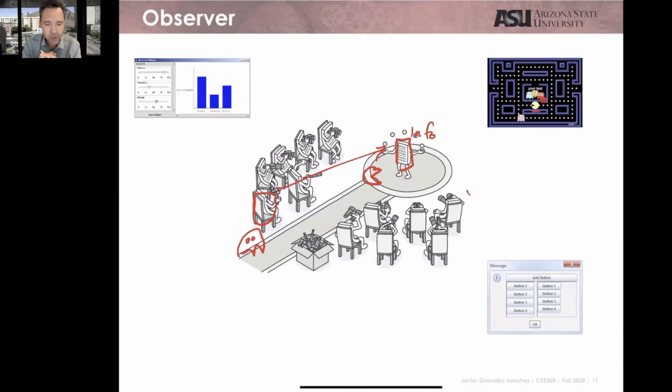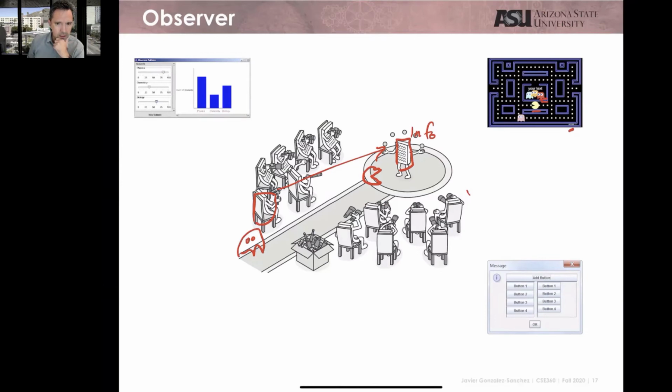Observer is a relationship between those two classes, the ghost and the Pac-Man. Is the solution for your problem sharing the position of one with the other? Well, this is video games.